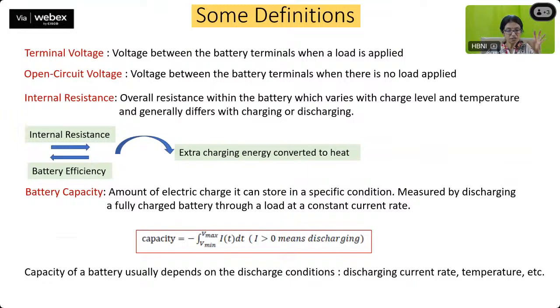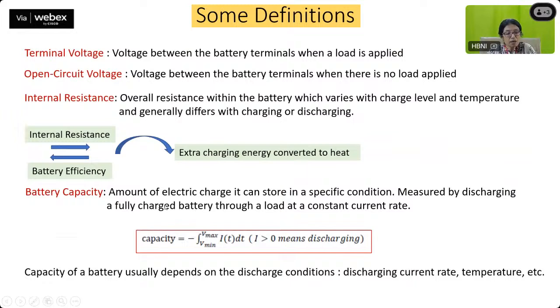So now coming to a few definitions. Terminal voltage, as I said, is the voltage between the battery terminals when load is applied. Open circuit voltage is the voltage between battery terminals when there is no load. Internal resistance is the overall resistance within the battery, which varies with charge level and temperature and generally differs with charging and discharging. You have to remember the battery efficiency decreases as internal resistance increases, and this extra charging energy gets converted to heat, and then ultimately it can lead to a thermal runaway.